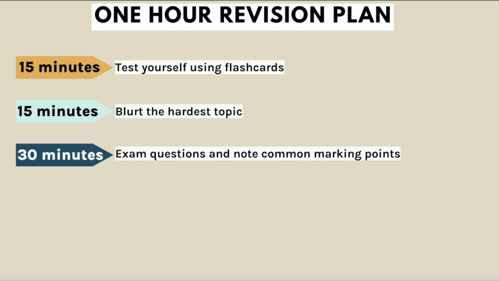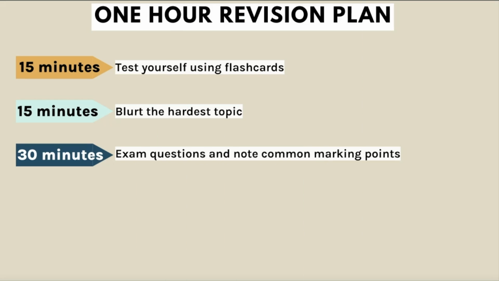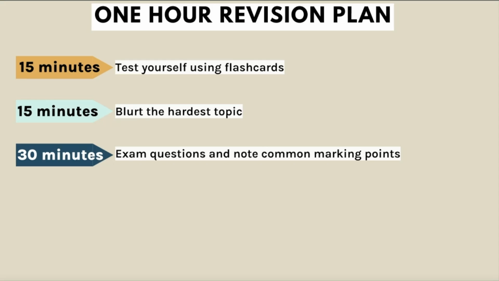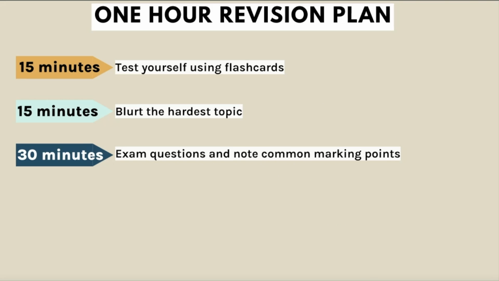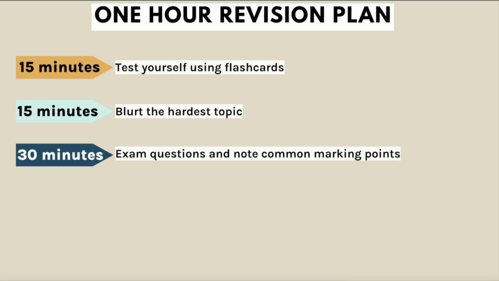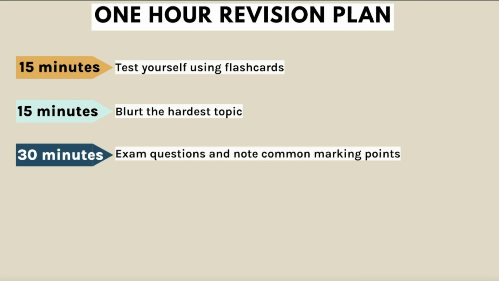And finally, if you only have 1 hour and you have to try and cram it all in, this is what I would do. 15 minutes, test yourself using flashcards. I'm assuming you've got some made. If you don't, I'd say swap that out for create a concept map or blurting. 15 minutes, again, of blurting the hardest topic. And then 30 minutes, exam questions and note down the common marking points. Now, if you're a bit more confident on the content already, I would say probably get rid of one of those 15-minute slots and do 45 minutes of exam questions instead.